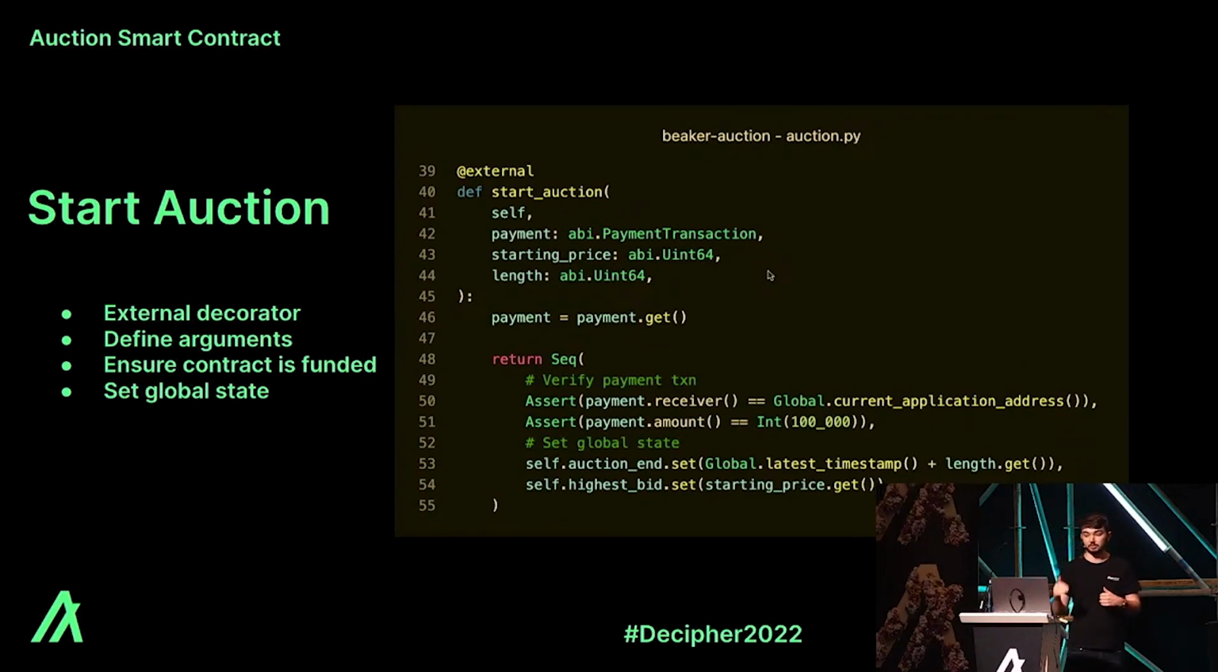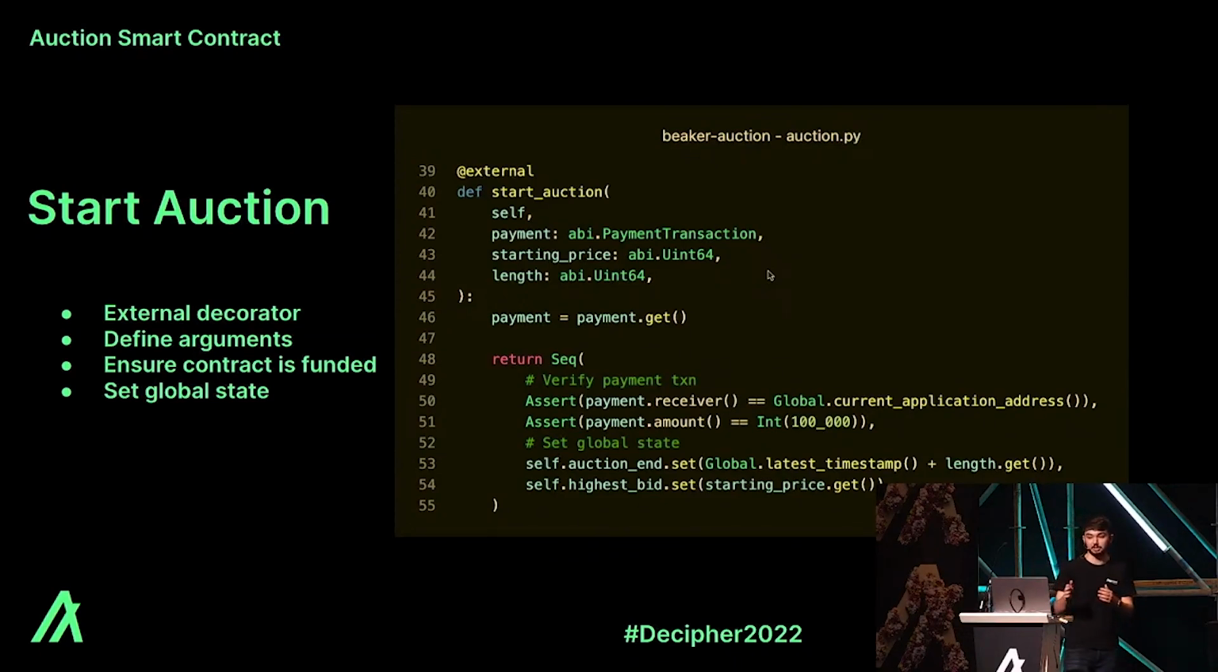So now we take in 3 arguments here. We have the payment, the starting price, and the length. And if you notice, all of these types that we're annotating with start with ABI, and that's because these are ABI types in accordance with the ABI specification on Algorand. You don't really need to know the technical details of how the ABI specification works. Really, the main purpose of the ABI is to provide these abstractions of types so you can easily work with them in higher level languages like PyTeal and Beaker.